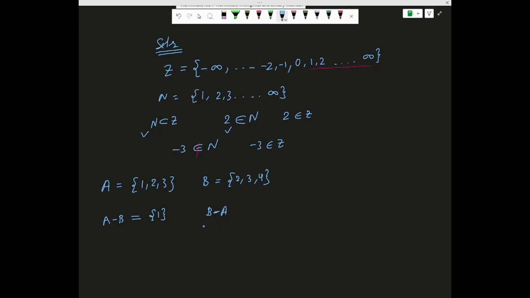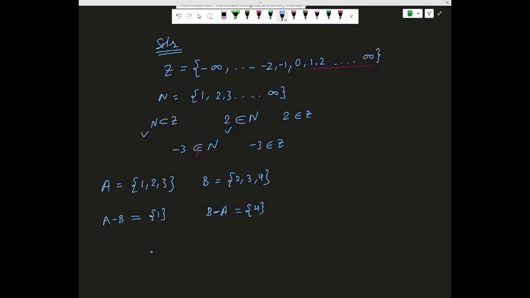Somebody might be thinking that, okay, if A minus B is 1, then B minus A is also 1. But that's not true, because this time you need to kick off the common elements from the B set. What is common is 2 and 3. When you kick off those elements, you are left with 4.